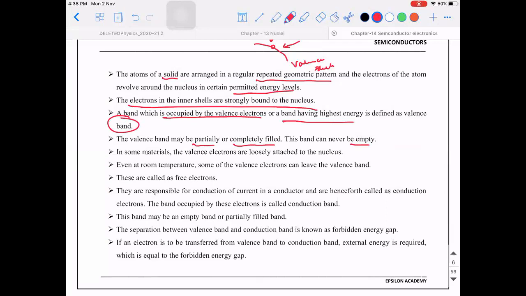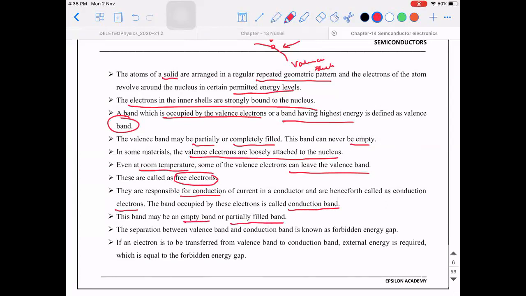In some materials, the valence electrons are loosely bound to the nucleus, like how it happens in the case of metals. So even at room temperature, some of the valence electrons can leave the valence band, and those electrons are called free electrons. That's what I told you. These free electrons are the ones which are responsible for conduction of current in the conductor, and hence are known as conduction electrons. The band occupied by these conduction electrons is called the conduction band.